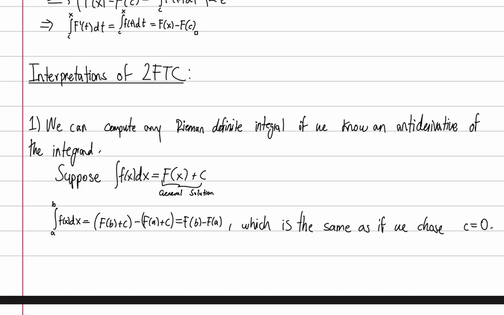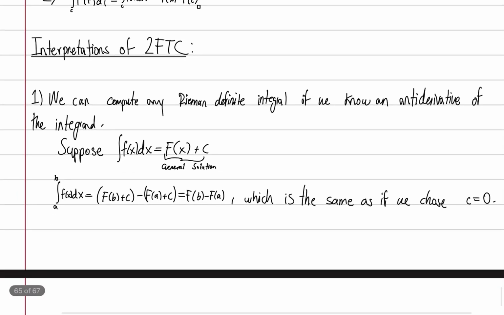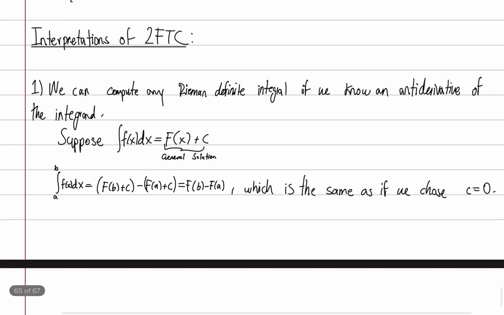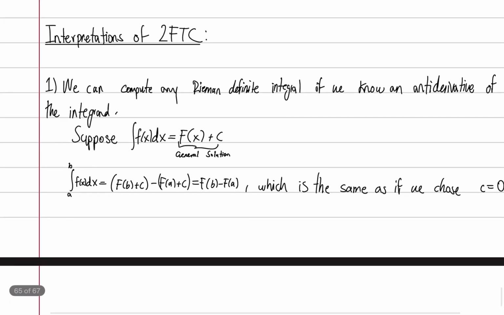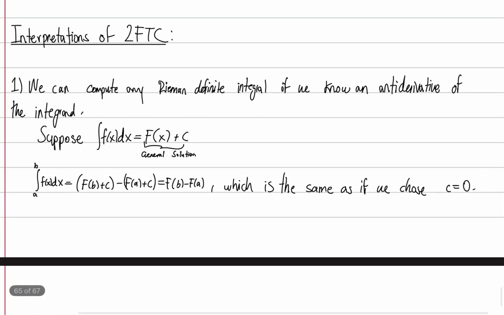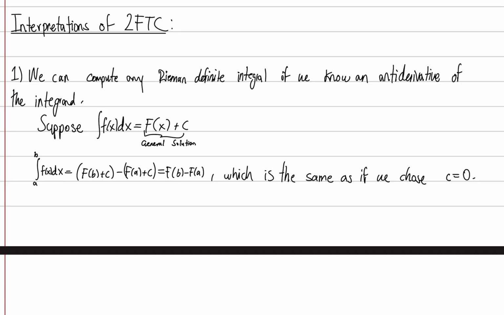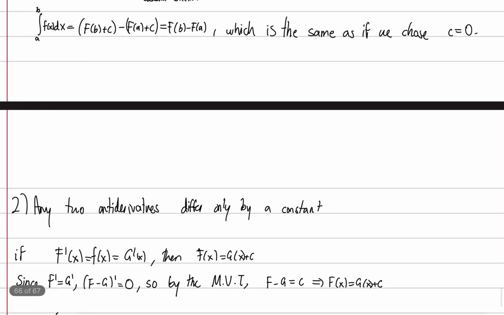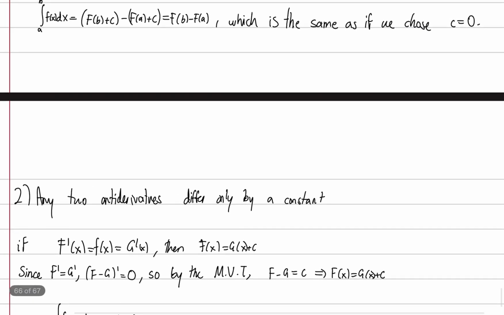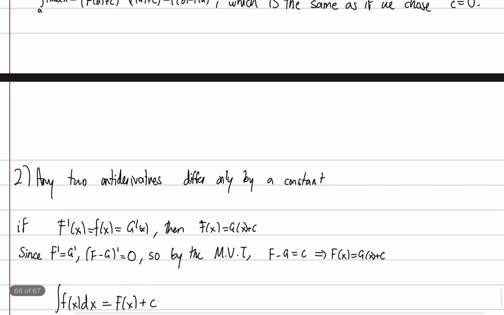Now, of course, we could choose C to be anything, because we said this holds for any antiderivative, not just the general solution. If you plugged in the general solution, so we wanted to evaluate the definite integral from a to b of f of x dx, and we plugged in our antiderivative, notice the C would cancel out. So it's the same as if we chose C to be zero, so we don't actually have to add a constant when we're doing the definite integral. And more importantly, when we have this integral, we can always evaluate it using the antiderivative. That's the main thing that we can get out of the second fundamental theorem, but it's way more important than just that.